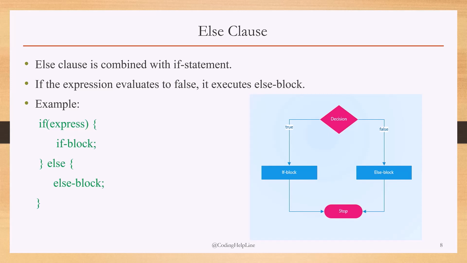This is the flowchart. Here, the decision will be made. If the Boolean expression is evaluated to true, it will go into the if block and execute the if block. If the decision is false, it goes into the else block here and executes the else block. And then in both cases, it goes to the next statement or the end of the program.